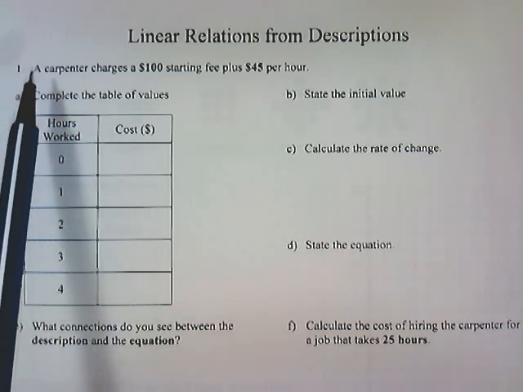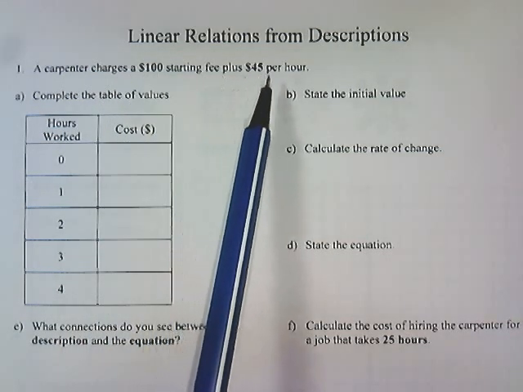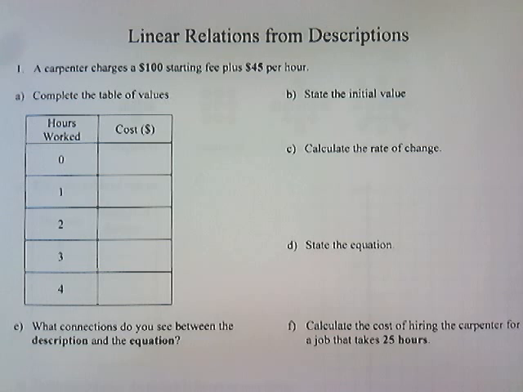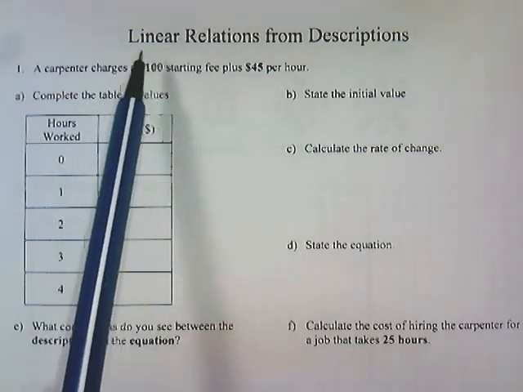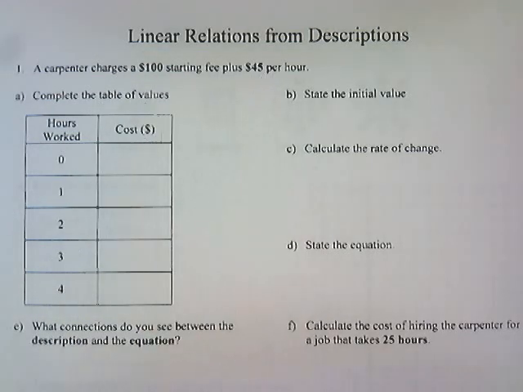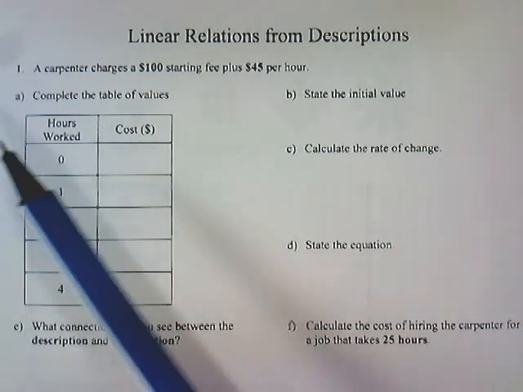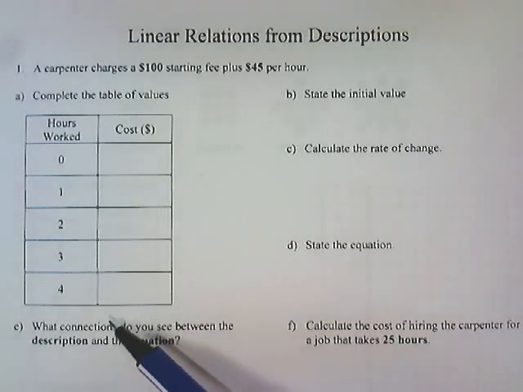So up first, we have a carpenter charges $100 starting fee plus $45 per hour. So that means that if you hire a carpenter to do a job, they will charge you $100 just as their beginning fee, and then $45 for every hour they have to work on the project. So up first, it says complete the table of values. So we have hours worked and cost.